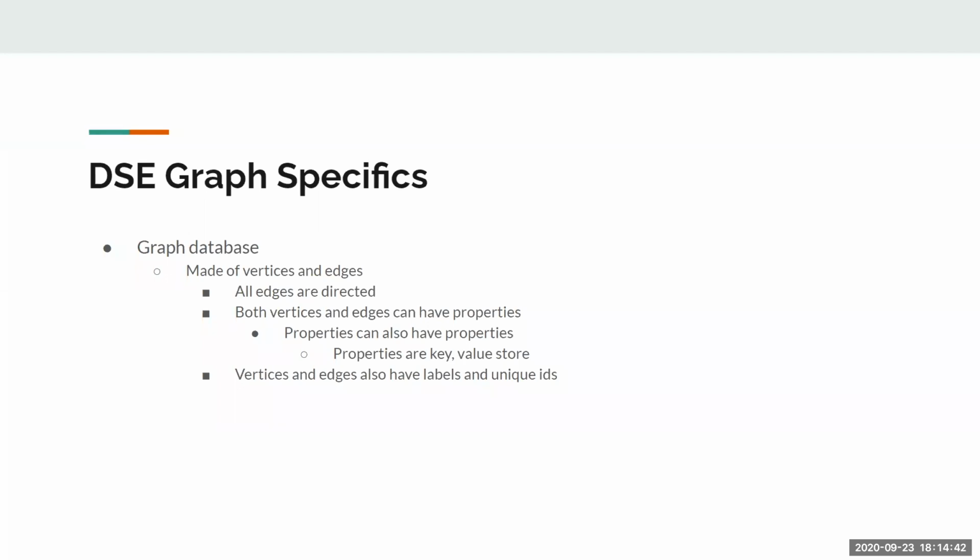Okay, so DSE Graph specifically is a graph database or a property database, which we'll talk about why that is later. It is made of vertices and edges, just like your mathematical graph. In DSE Graph, all of your edges are directed. You cannot make undirected edges, but you can have two edges going in opposite directions connected to the same two nodes. In fact, you can have any number of edges connected to the same two nodes, which makes it a multi-graph.